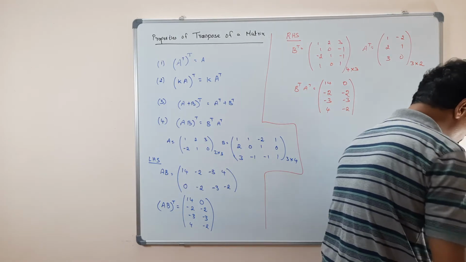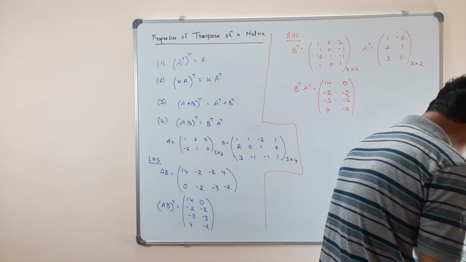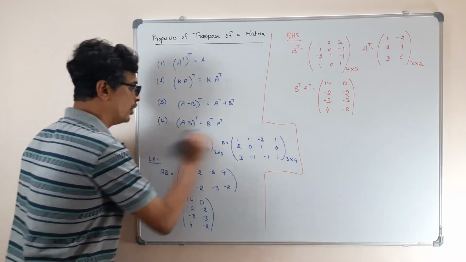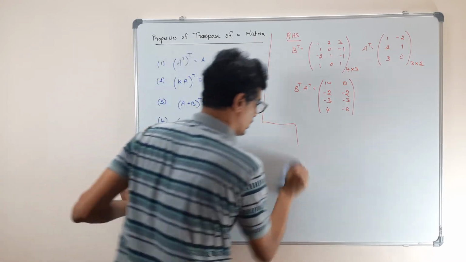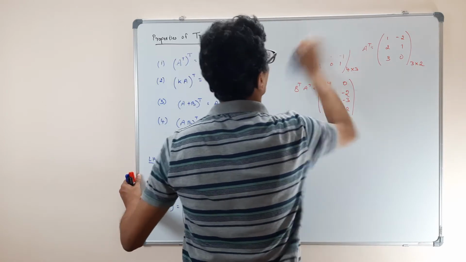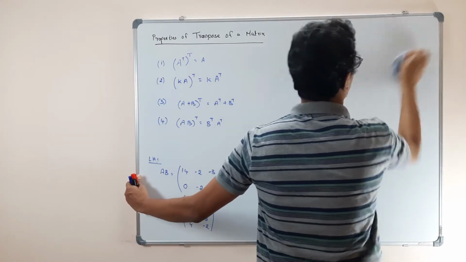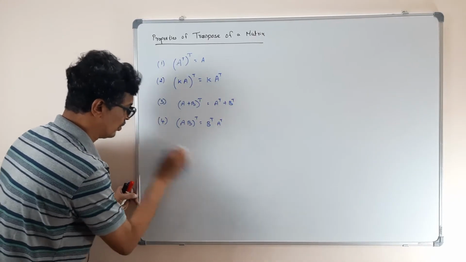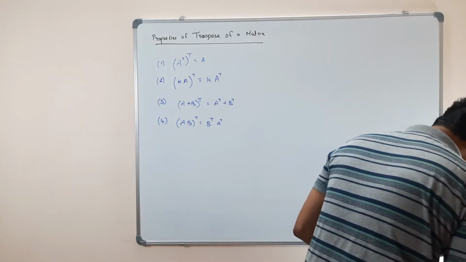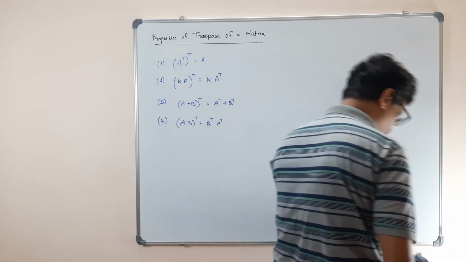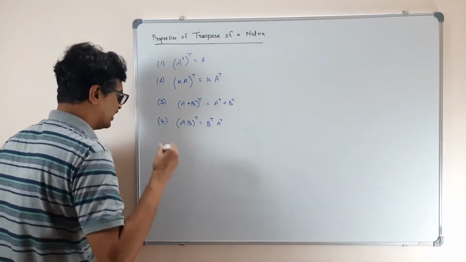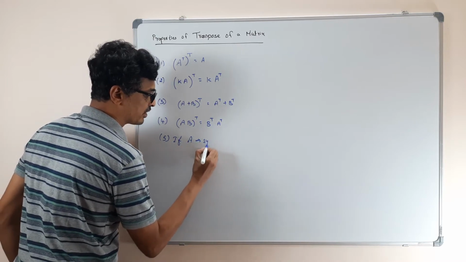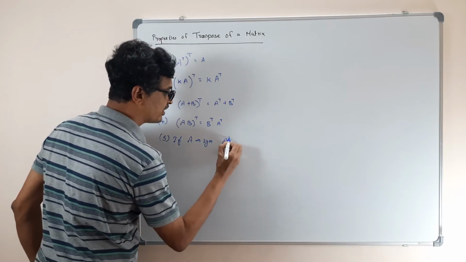Okay, and there are 3 more properties they have given. Let me write it down. So the next property is, if A is symmetric, then A transpose is A, and that's also very easy. See, if A is symmetric, then A transpose will be equal to A.